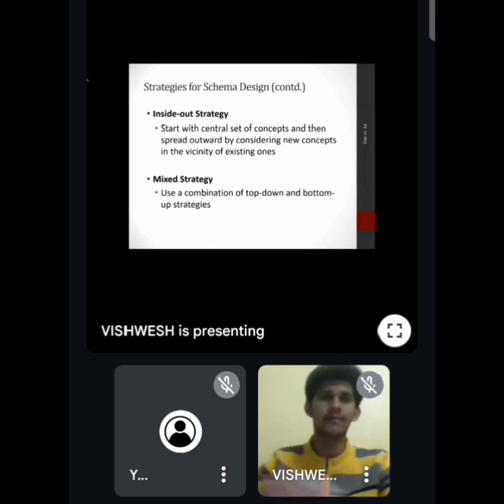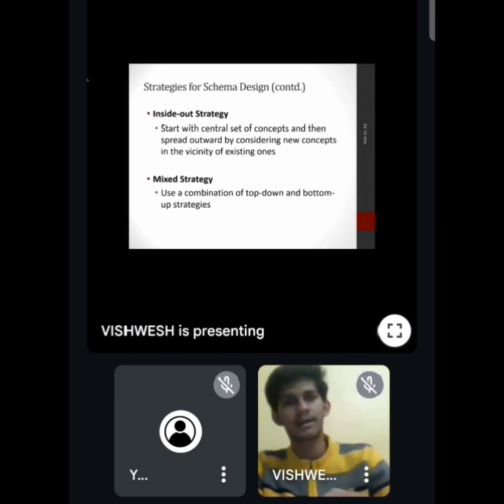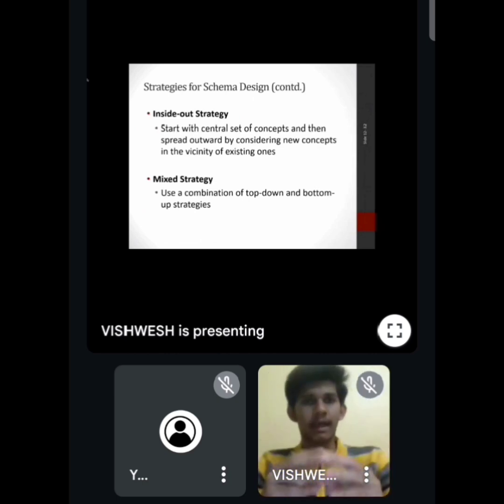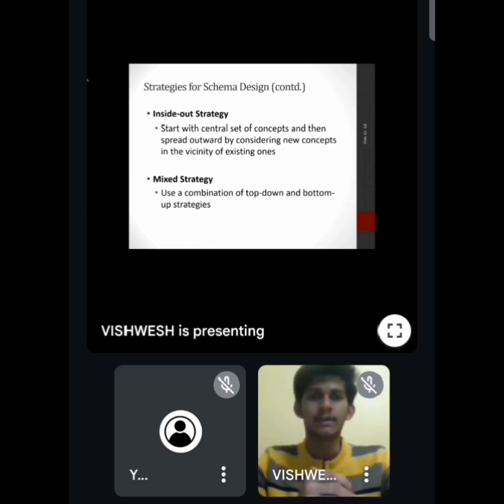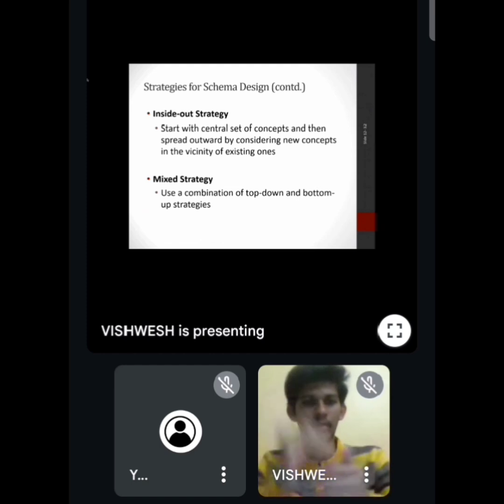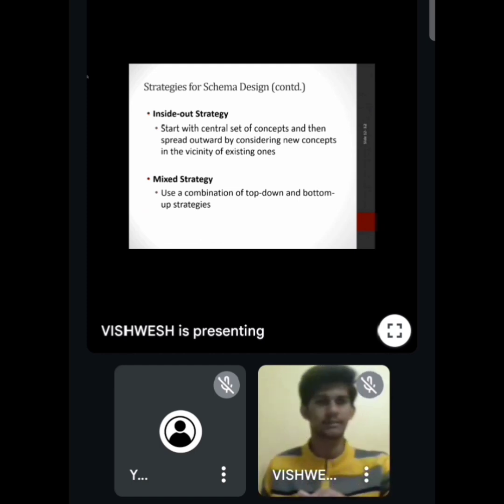The third one is the inside-out strategy. It starts with a central set of concepts and then spreads outwards by considering new concepts. Okay, and the fourth one is the mixed strategy. It uses a combination of both top-down and bottom-up strategies.